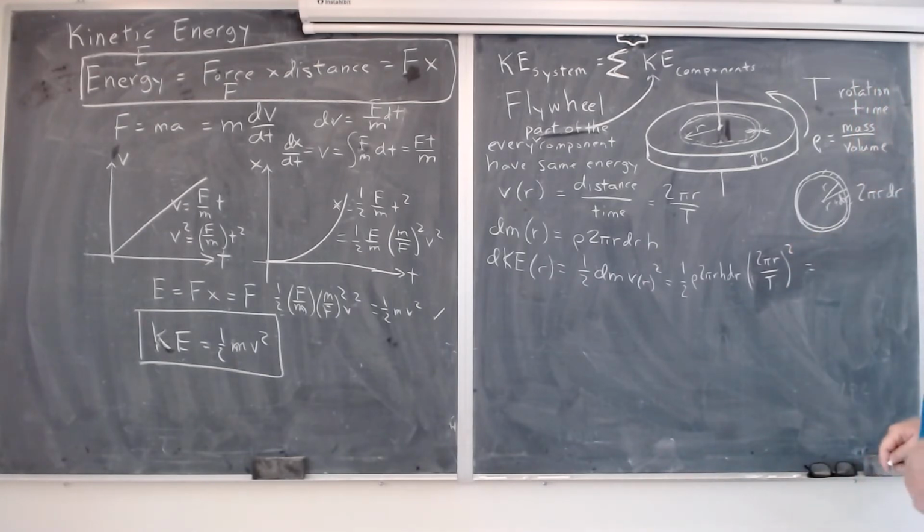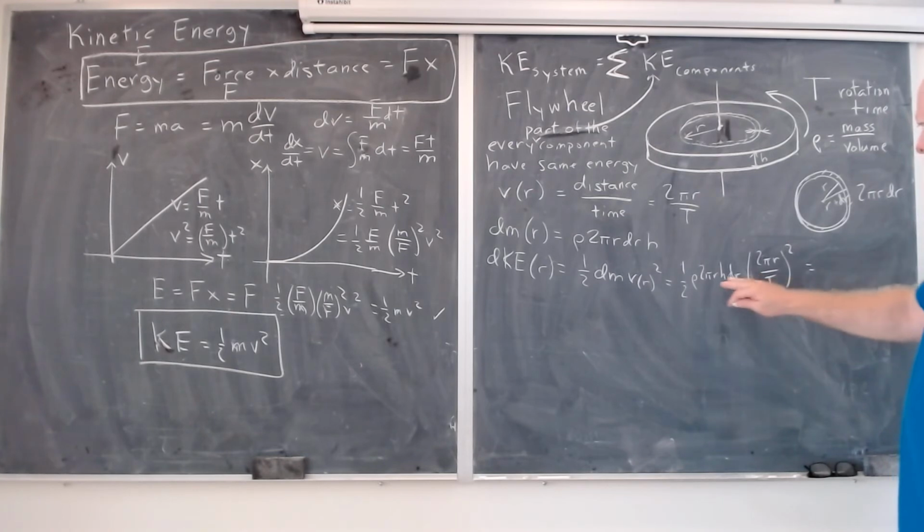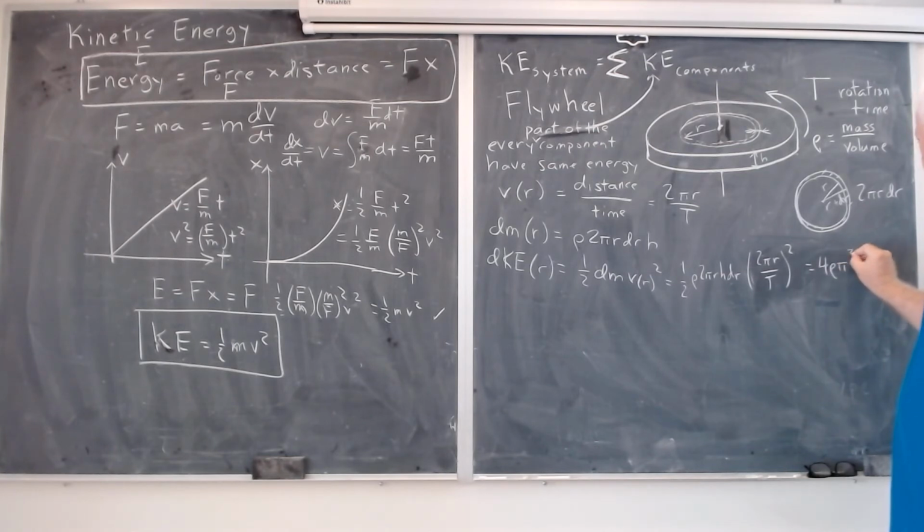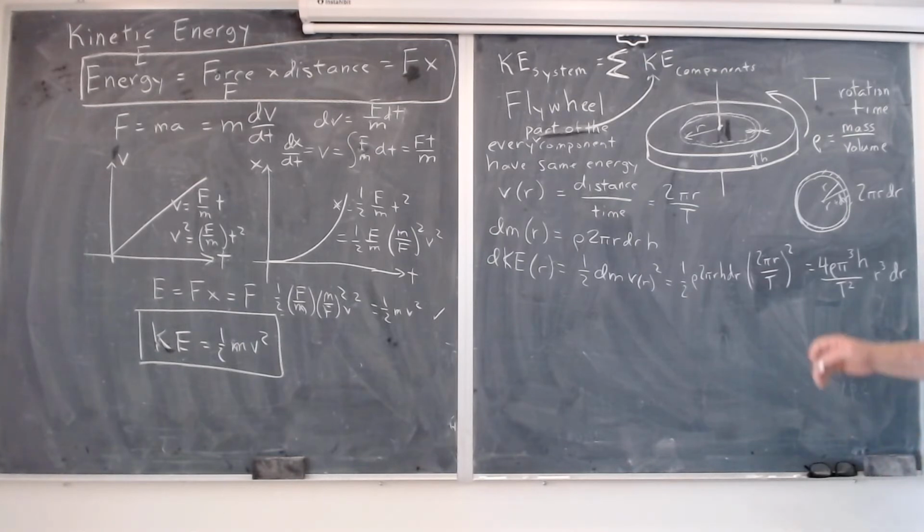And putting that all together, you get basically 4 rho pi cubed h over t squared times r cubed dr. Okay, let me just stop there for a moment.